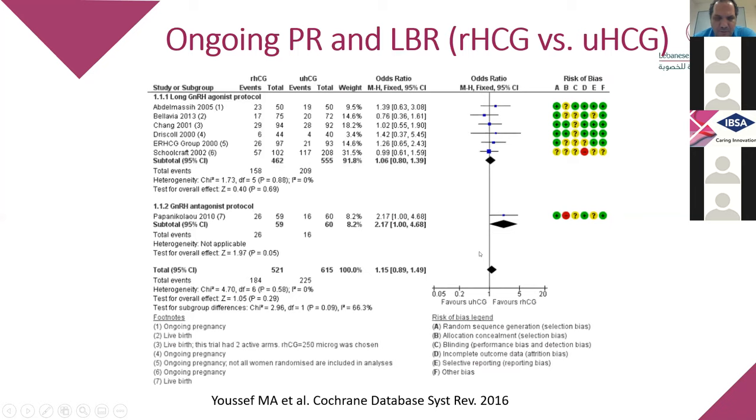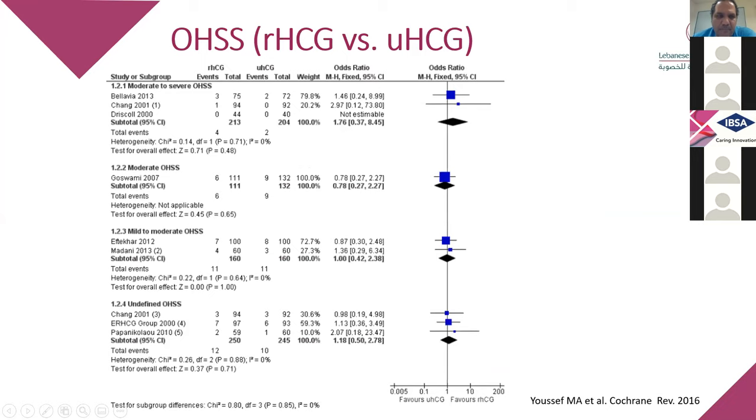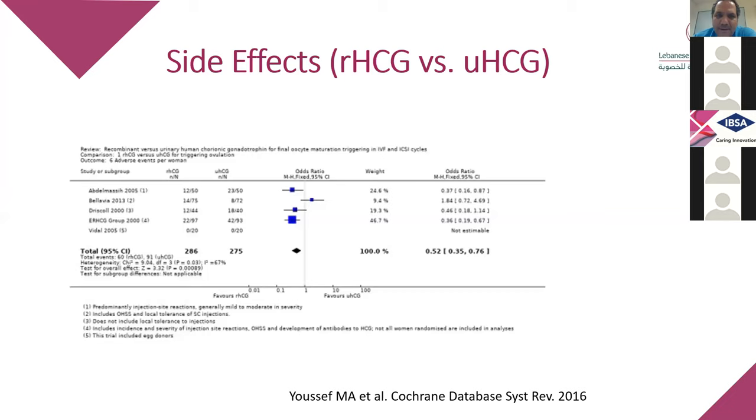So if they are having similar pregnancy outcomes, how about the main risk with IVF, which is ovarian hyperstimulation? When you look at ovarian hyperstimulation syndrome, between mild and moderate cases, you see that there is no difference between the recombinant or the urinary HCG. Now, when we look at the side effects, there is some side effect when we are using the recombinant HCG versus the urinary HCG. But please note that the side effect that we are talking about here is basically the site of the injection. So it's really not something that is extremely important when we're making the decision.